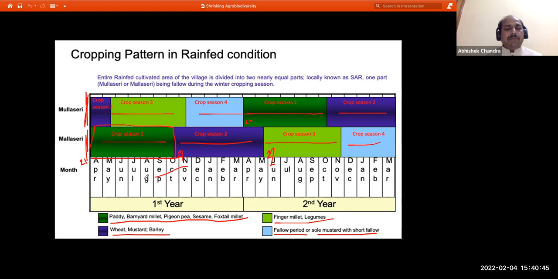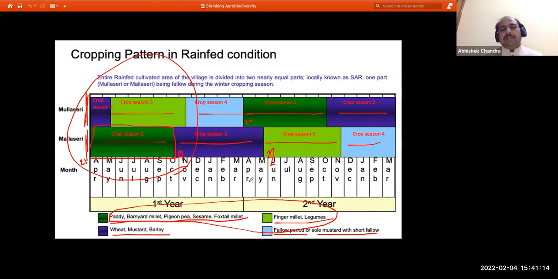So when we are coping with this summer season, one half gets crop season one, and the other half gets crop season second. So in the summer, they get the agrobiodiversity of paddy, barnyard millet, pigeon pea, sesame, and foxtail millet, and the finger millet and legume.